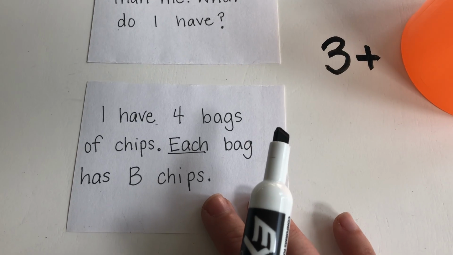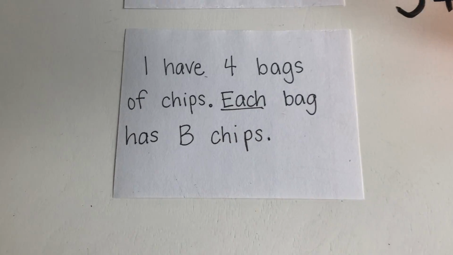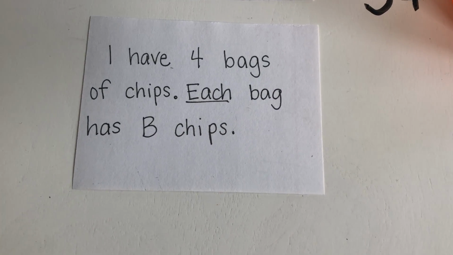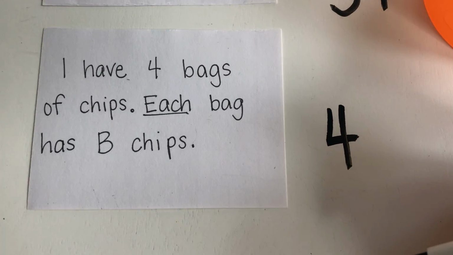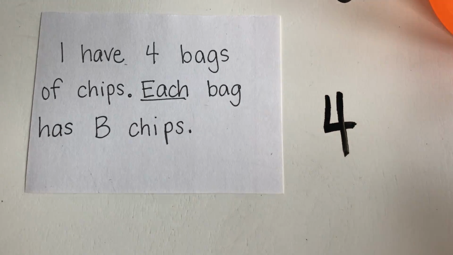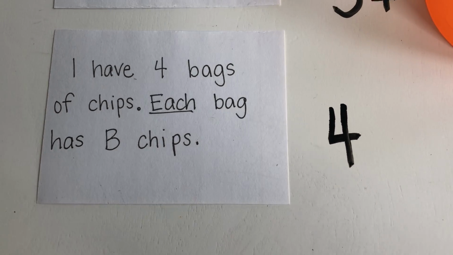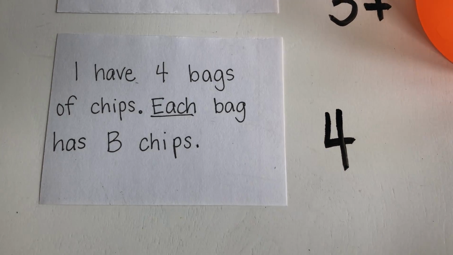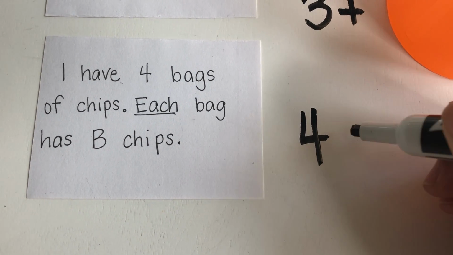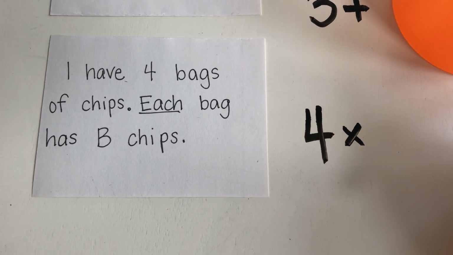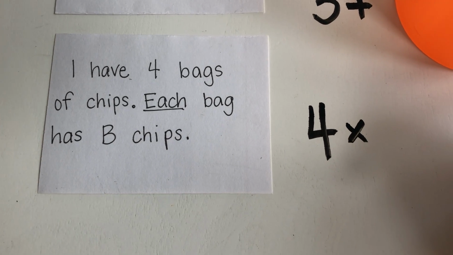I have 4 bags of chips. Each bag has B chips. I don't know everything, but I do know that I have 4 bags. Each bag has the same number of chips. That number is B. We don't know. It feels to me like I'm going to repeat that B number 4 times, which is multiplication, repeated addition.